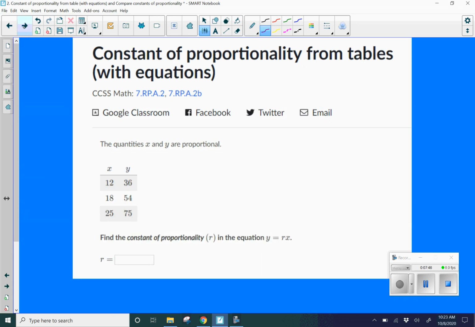Okay, again, we have another proportional relationship, and they're asking us to find the constant of proportionality. So just like we did in the others, we're just going to divide y by x. 36 divided by 12 is 3. 54 divided by 18 is also 3. And lastly, 75 divided by 25 is 3 as well. So that makes our constant of proportionality, or our unit rate, 3. If for some reason we wanted to write it in our equation, you would simply just plug 3 in where r is, and that would be your equation.